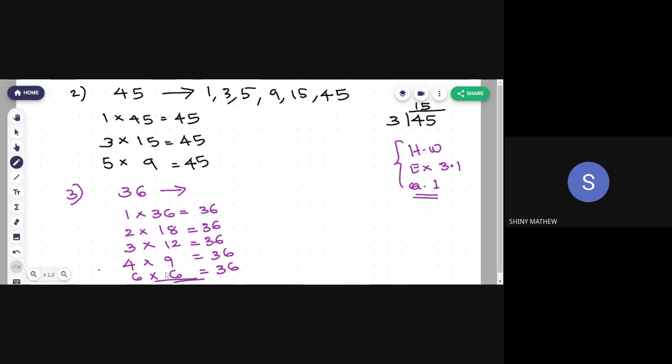Then ഇനി വരുന്നത് 7, that is not possible. 8 also, that's not okay. But with the 9, വീണ്ടും 9 times 4 ആ വരുന്നത്. Already we have written 4 times 9 എഴുതി. So we stop the process. So these all are the factors.